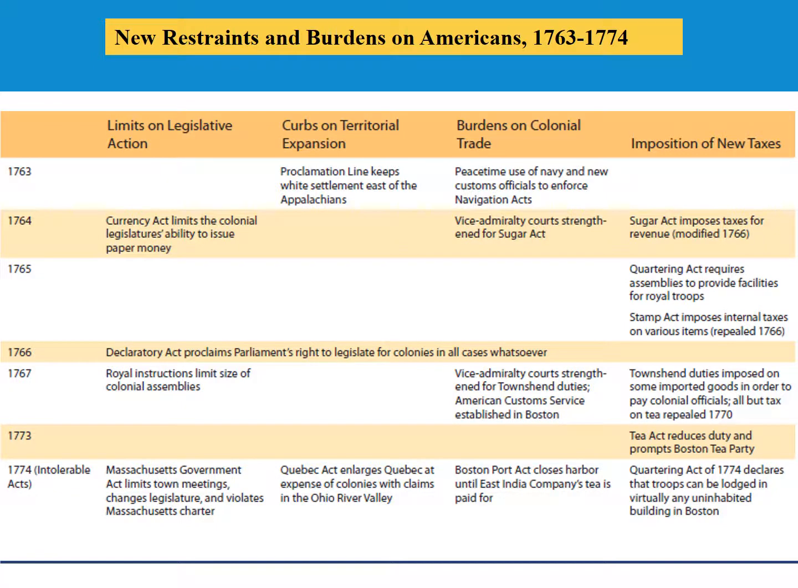This slide just shows us again some of the new laws that were passed that upset the colonies, and so it's a good way for you to look at things as you're preparing for your test, to look at some of these laws and what they did. And this is just in a chart format for you.